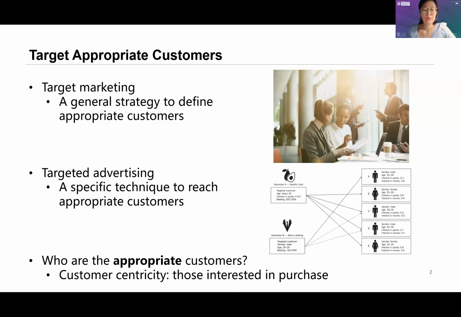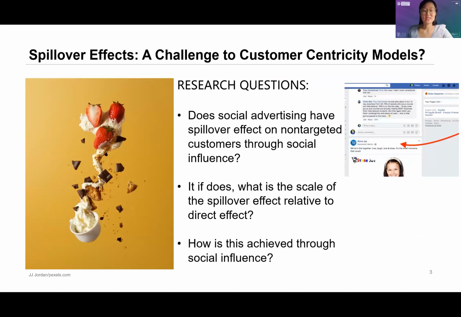Due to the broad application of customer centricity in the marketing industry, advertisers usually target at those with strong preferences to the products or services. So, does this strategy work for social advertising? To answer this question, we need to examine an unique phenomenon in social advertising, that is spillover effect.